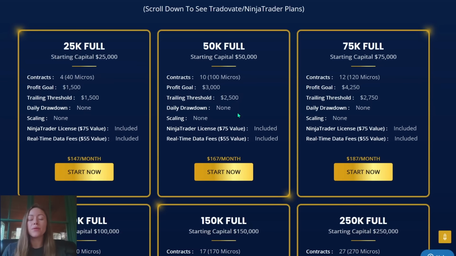So I really, really, really like that about prop firms because it forces you to be disciplined. They cut you off once you hit a certain amount of losses. But again, at the end of the day, you're not risking more than just whatever you have paid them to try to get a funded account.